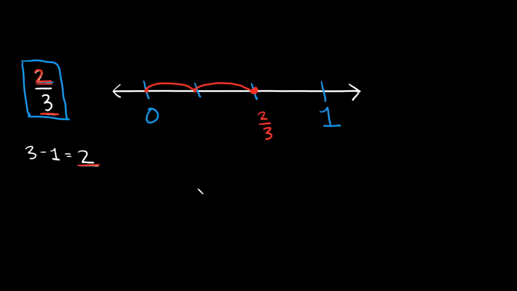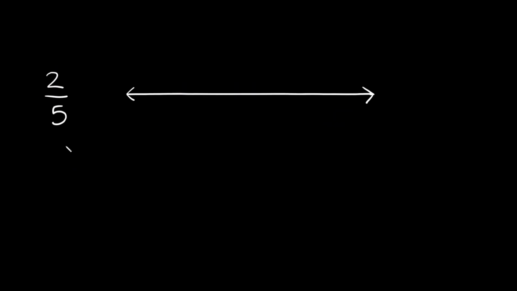So let's do a few more examples. Okay, so let's locate 2/5 on the number line. Now again, first thing that stands out right here is that this is a proper fraction. Again, how do you know that? Because the top number is smaller than the bottom number. Okay, so automatically I know it's between 0 and 1. Okay, now the denominator tells me how many spaces I'm going to break this up into. Okay, so I'm going to take my denominator and I'm going to subtract 1 from it.